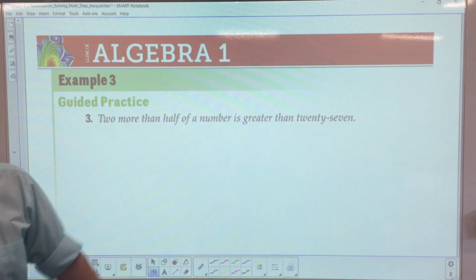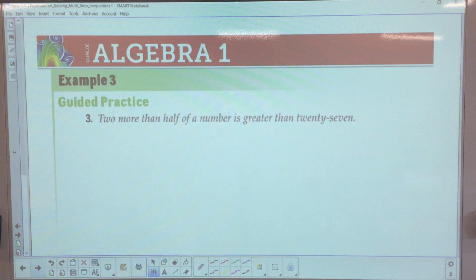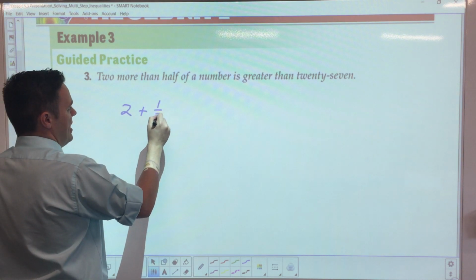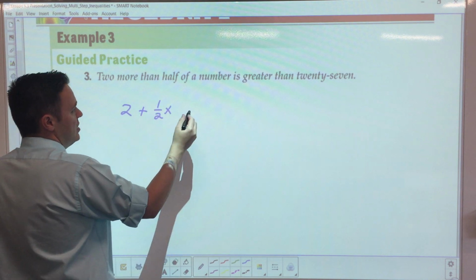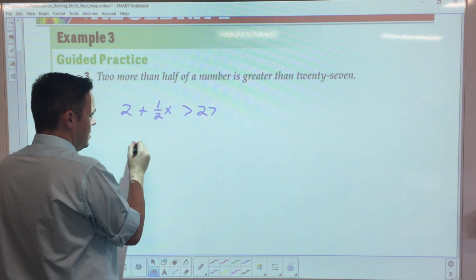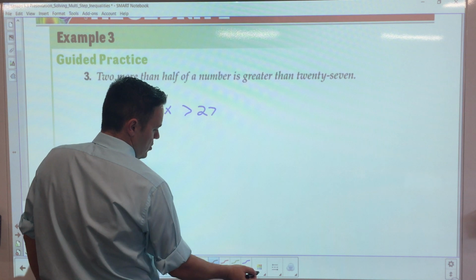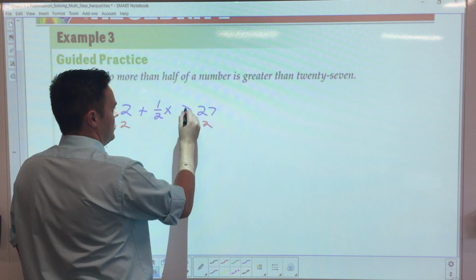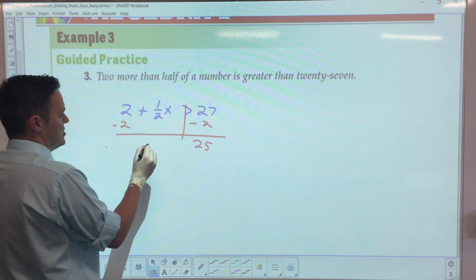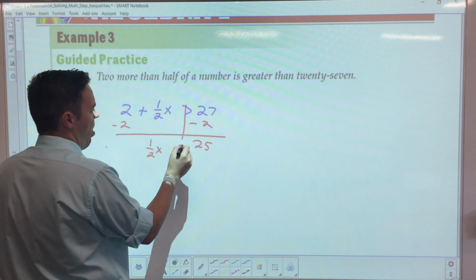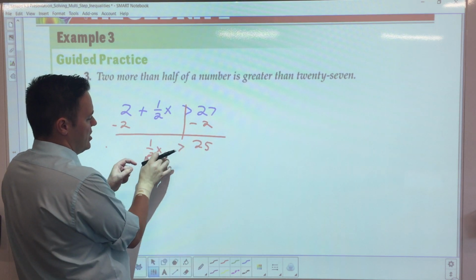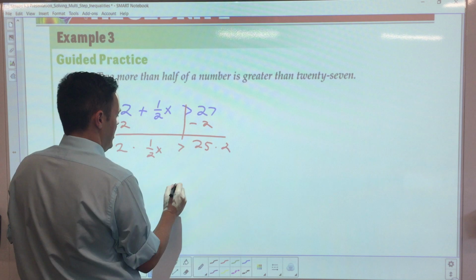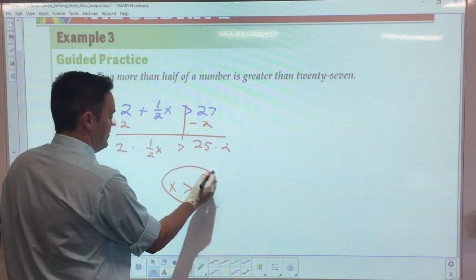What I want you guys to do is please work on this one real quick. All right, in this inequality, 2 more. It doesn't matter how you write it. 1/2 number of x. So this could be x over 2. Doesn't matter. It's greater than 27. So the next step would be to subtract 2 from both sides. 25. This is going to be 1/2 x. All right, and then, ladies and gentlemen, you'd want to make sure to get rid of this 1/2. Multiply it by the number in the denominator, which is 2. And then you would end up with x is greater than 50.